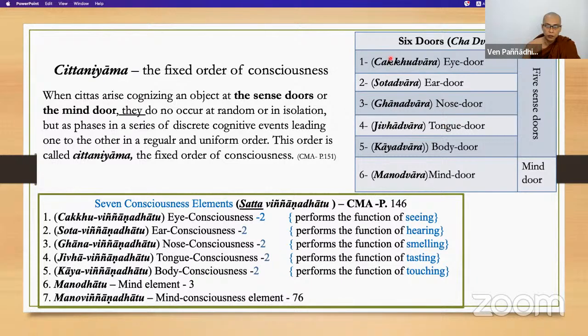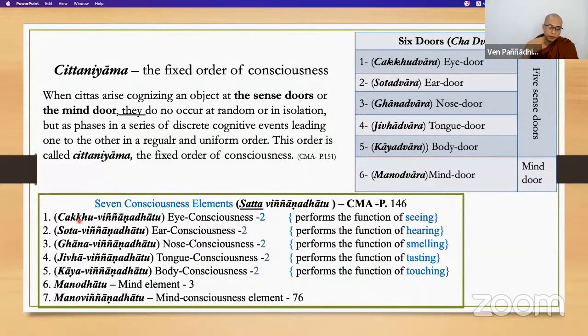Here, we can classify consciousness according to the door through which it arises. Cakkhu is eye, Dvāra is door, so Cakkhu Dvāra is the eye door. The consciousness that arises through the eye door is called Cakkhu Viññāṇa Dhātu, or Cakkhu Viññāṇa Citta. I bring the list because this is already familiar to you. I already explained seven types of consciousness in the explanation of the 18 elements, where we classified the 89 consciousnesses into seven types.